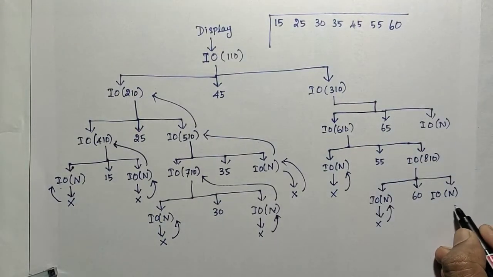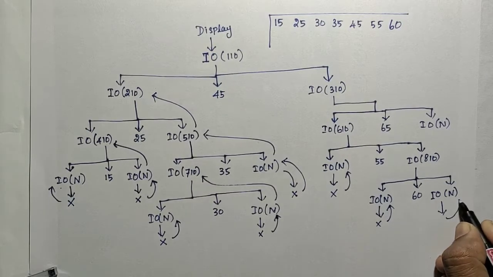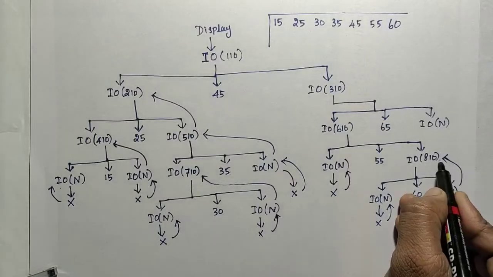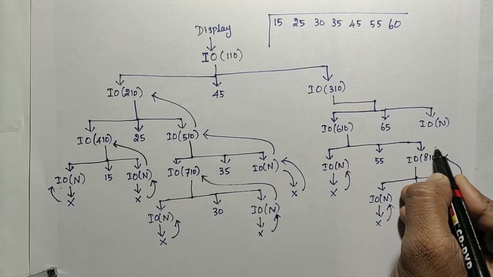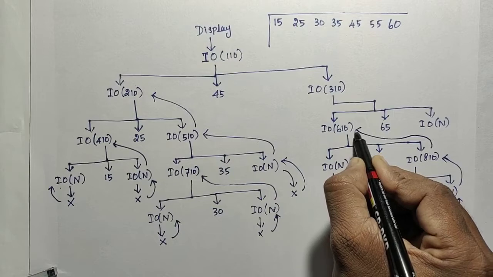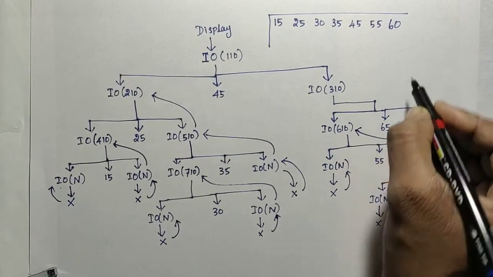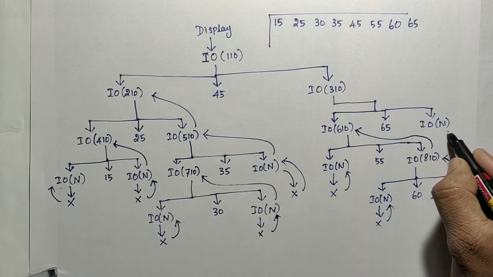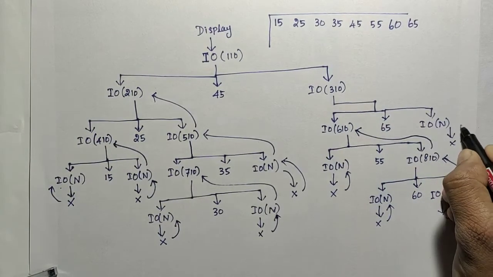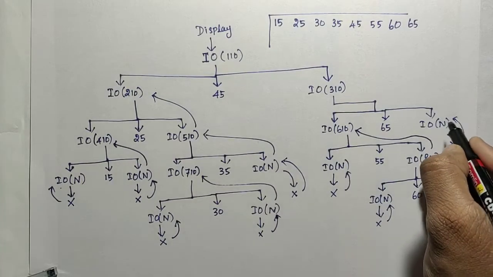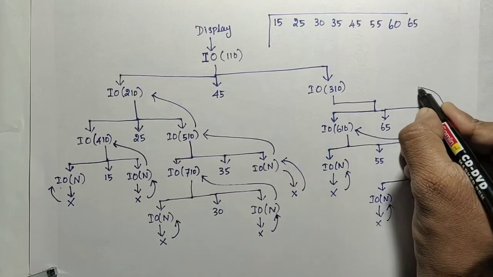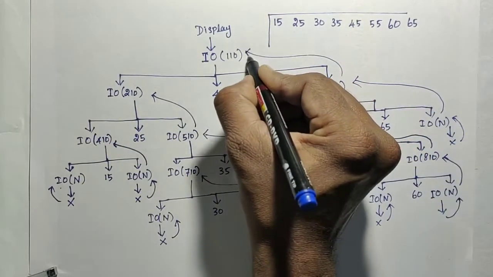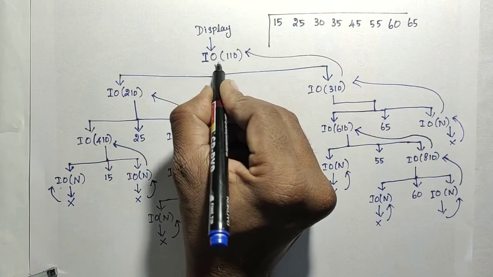Next IO of null, again it will not print anything, it will return to the caller. Now the 3 statements are over, so it will return to the caller. From that 810 the 3 statements are over, now it will return to this caller. The next statement is 65, that will be printed on the screen. And then IO of null, which means it will not do anything, it will simply return to the caller. After completing all these statements, it will return to the caller. So it means that the IO of 110 is over.